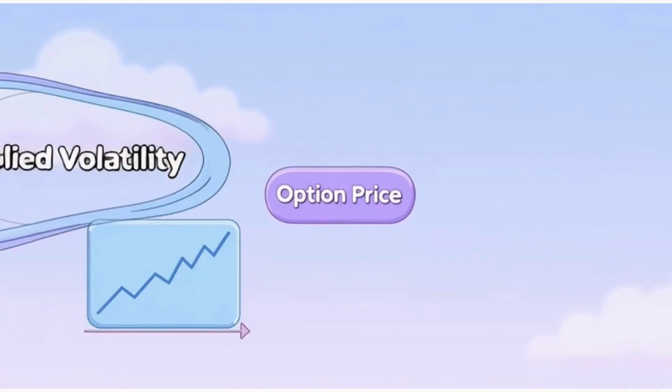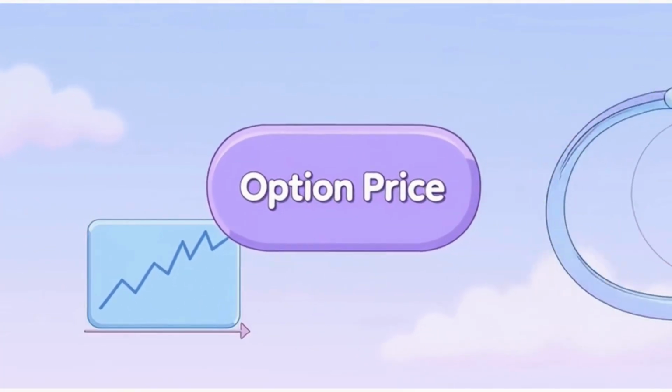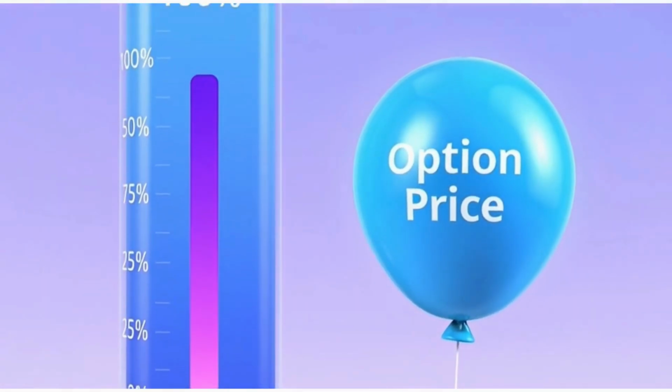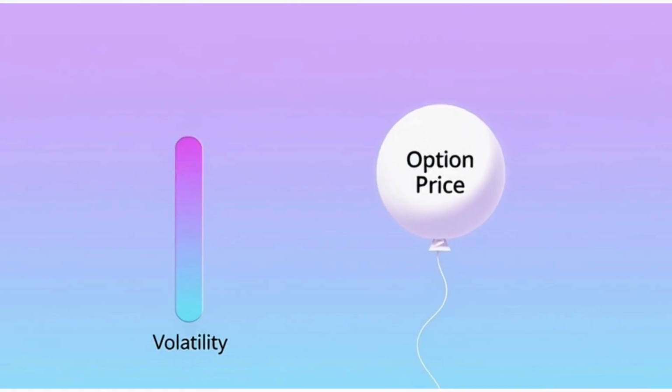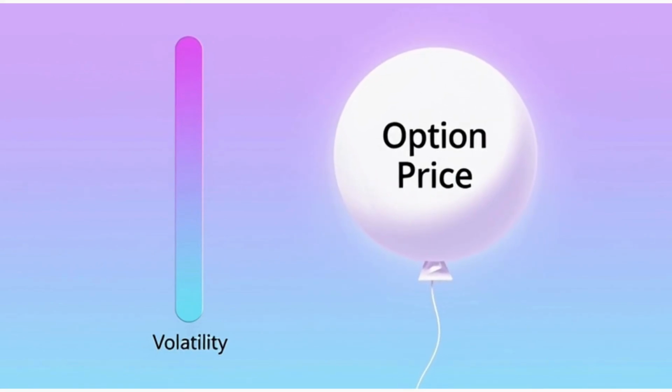Vega. Vega measures how sensitive an option is to changes in implied volatility. Implied volatility reflects how much the market expects the asset to move in the future. When volatility rises, option prices generally increase because larger moves become more likely. Vega is higher for options with more time until expiration, since longer timeframes allow for bigger potential swings.